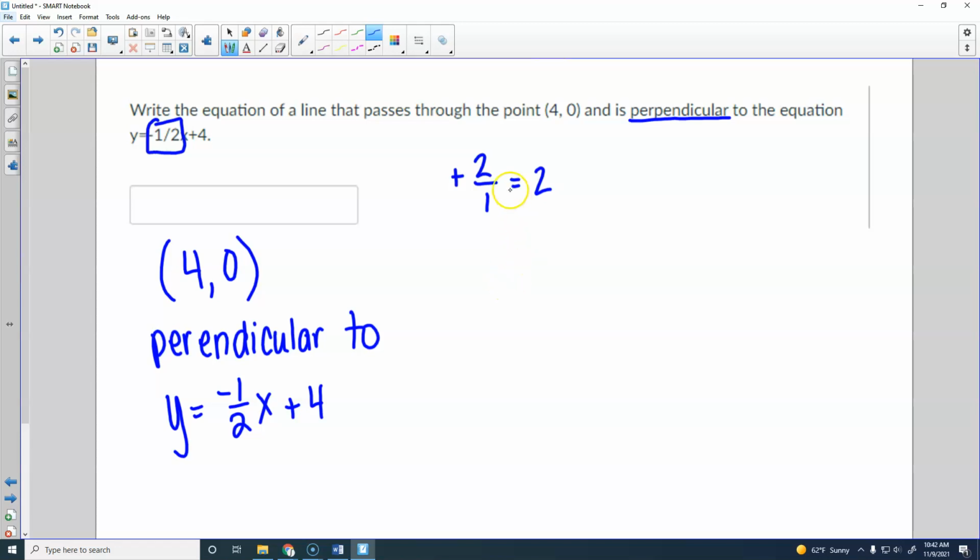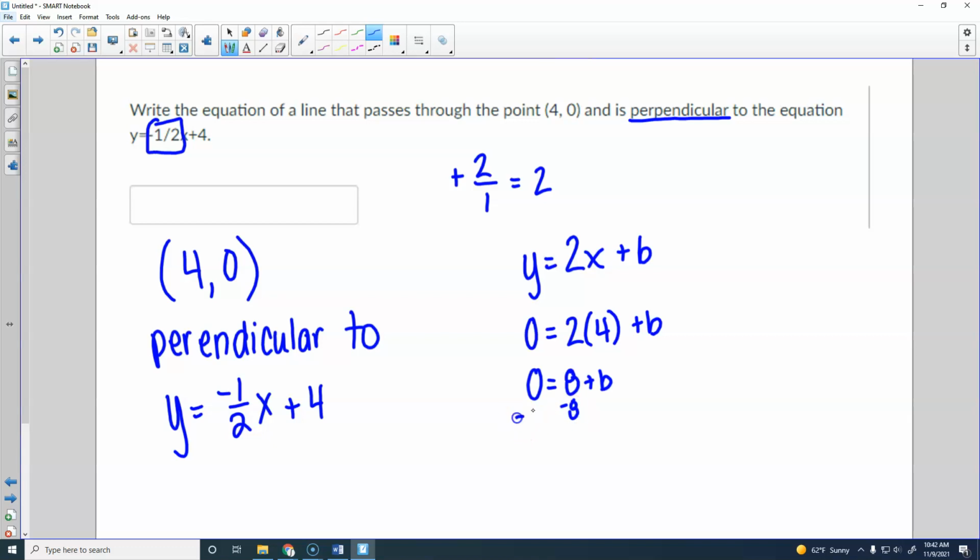Yeah. So, you need to do y equals 2x plus b, and you will plug in 4 and 0, so 0 equals 2 times 4 plus b, 8 plus b. Subtract that 8, and so negative 8 is your b. So y equals 2x minus 8, right there. All right, questions?